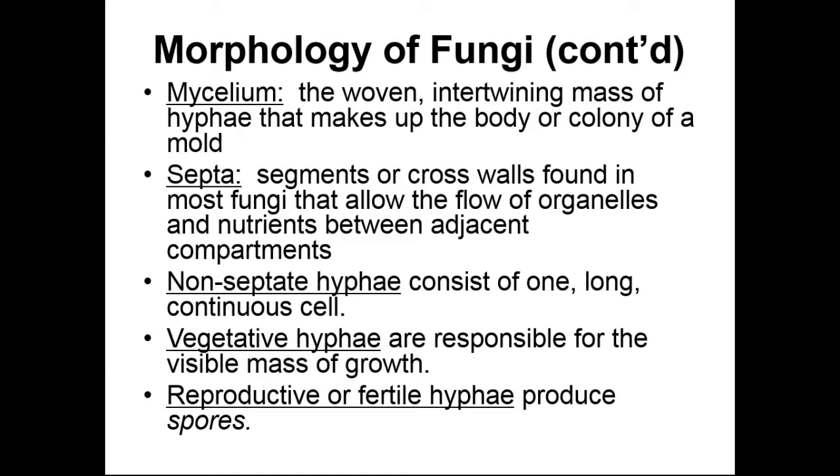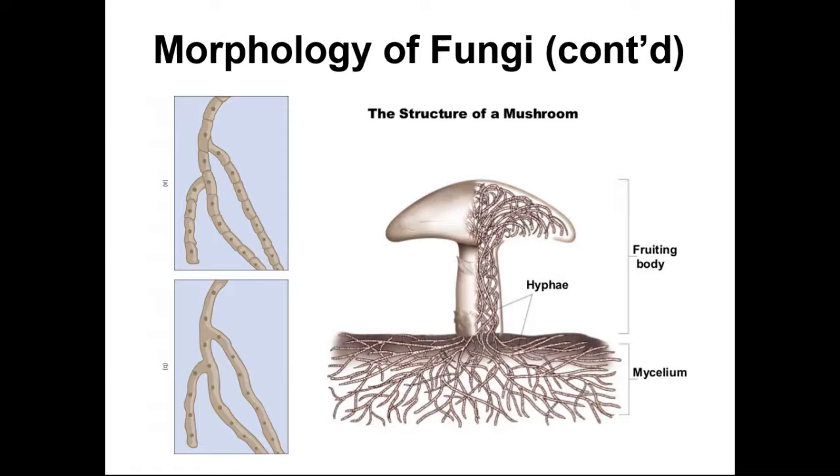The mycelium should be differentiated from the vegetative hyphae. The vegetative hyphae are going to be that mass of hyphae that you can see with the naked eye. So when you think of a mushroom, think of a vegetative hyphae. So this fruiting body up here is made of vegetative hyphae.